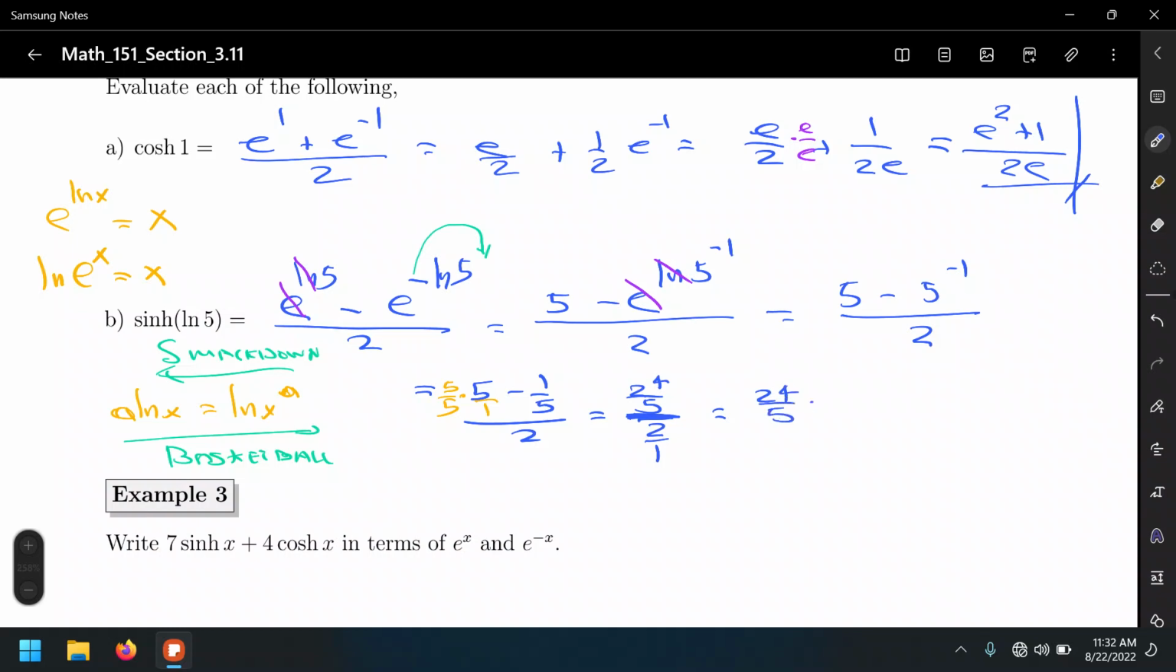24 over 5 times 1/2, times the reciprocal of the fraction in the denominator. Well, in this case, we can divide out 24 over 2, which reduces evenly to 12, and 12 over 5. And that's our final answer for this.